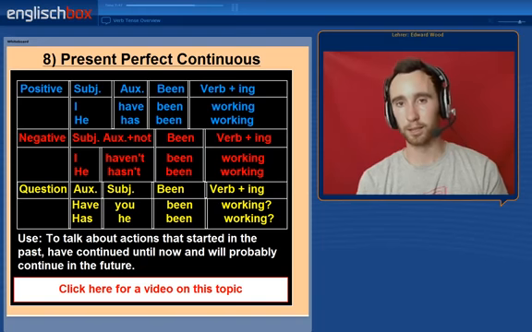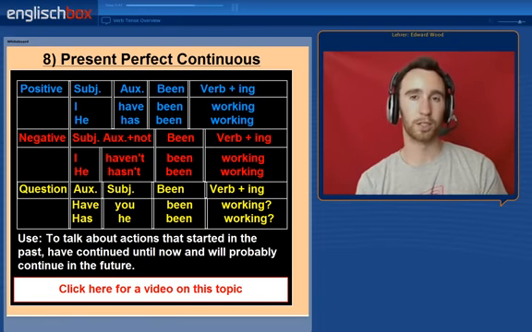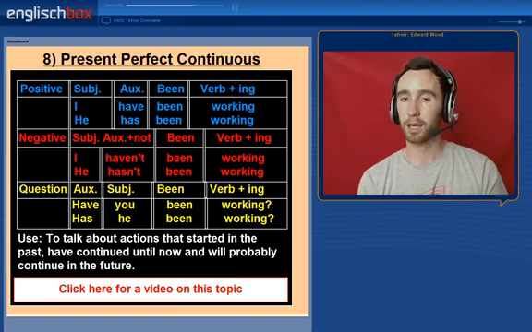Present perfect continuous is also used to describe actions that started in the past and continue in the present, but we concentrate a little bit more on the duration of the action. We talk about how long we have done something or we have been doing something with the present perfect continuous.